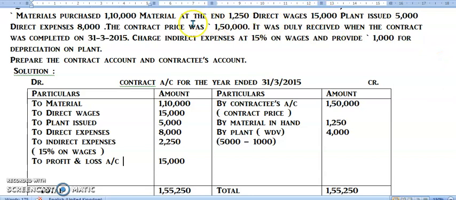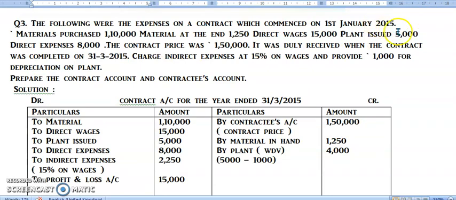It's already written in the question. The contract price was 1,50,000 and it was duly received when the contract was completed on 31st March 2015, and the contract got started on 1st January 2015. That means exactly एक साल में आपका contract पूरा खत्म हो गया. ठीक है? It took only 1 year to complete the contract.